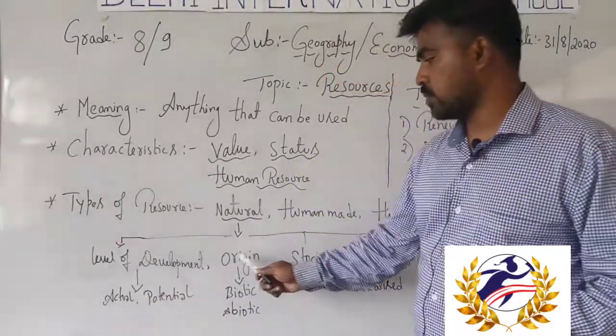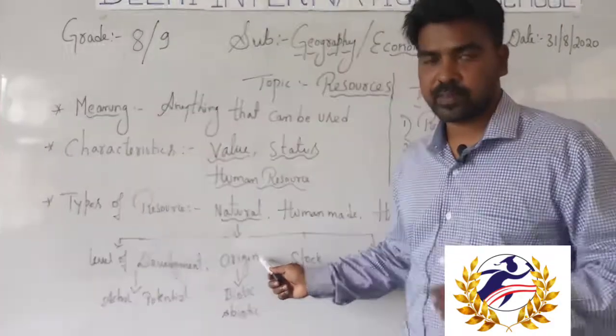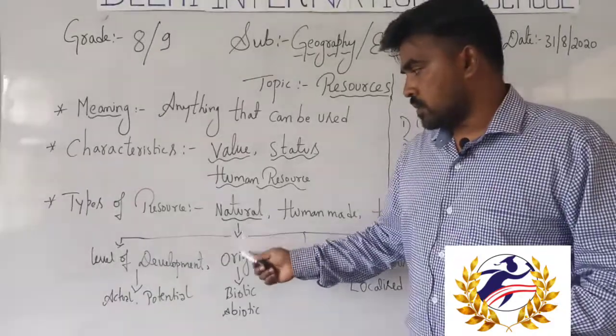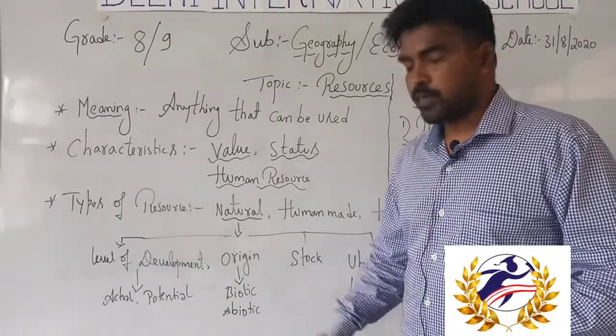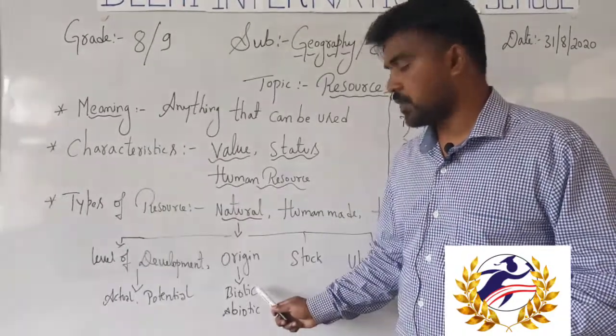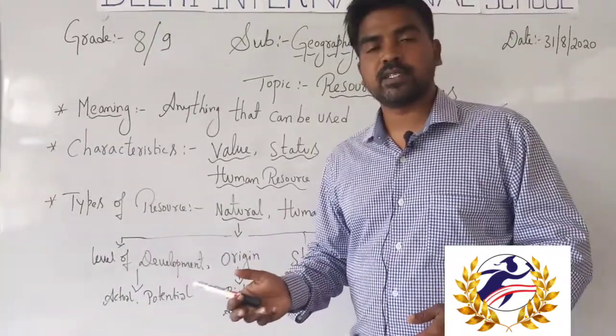And next I will move towards origin. On the basis of origin, the natural resources are categorized into biotic and abiotic. Biotic means living organisms. Once again, animals, we are using animals as resources.